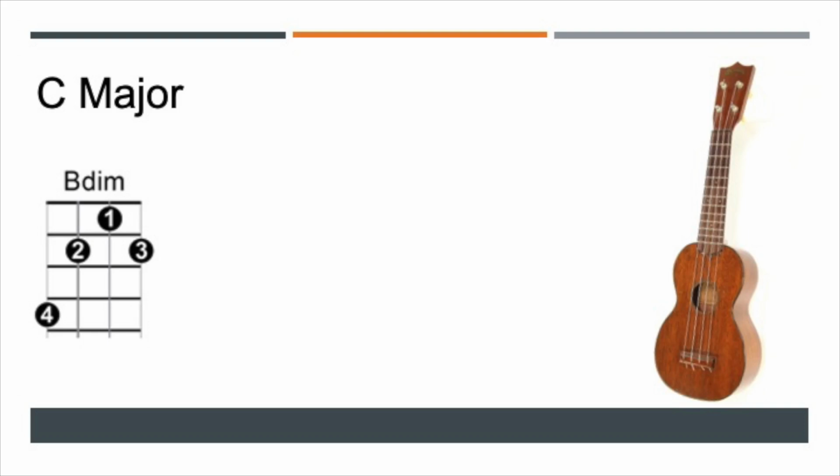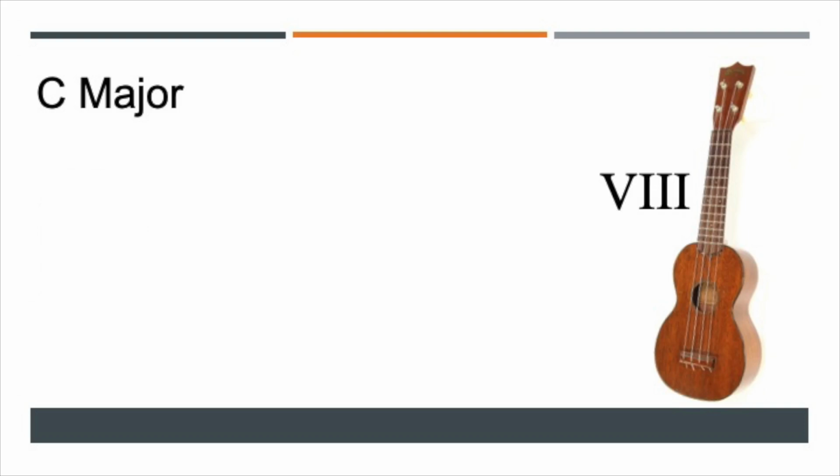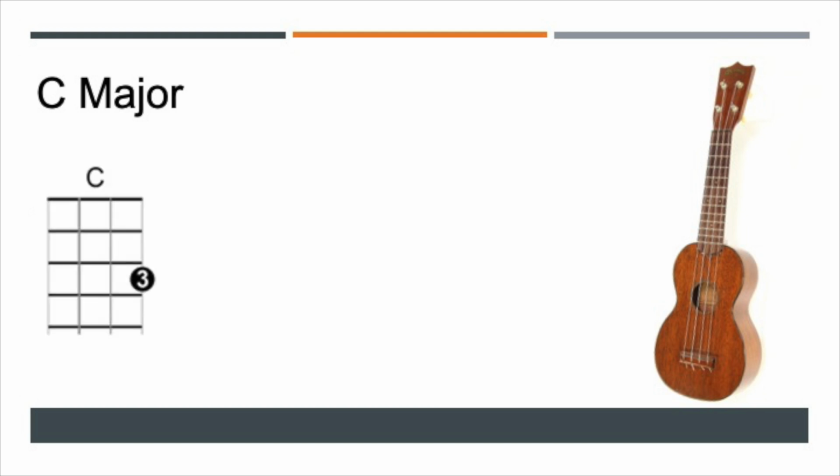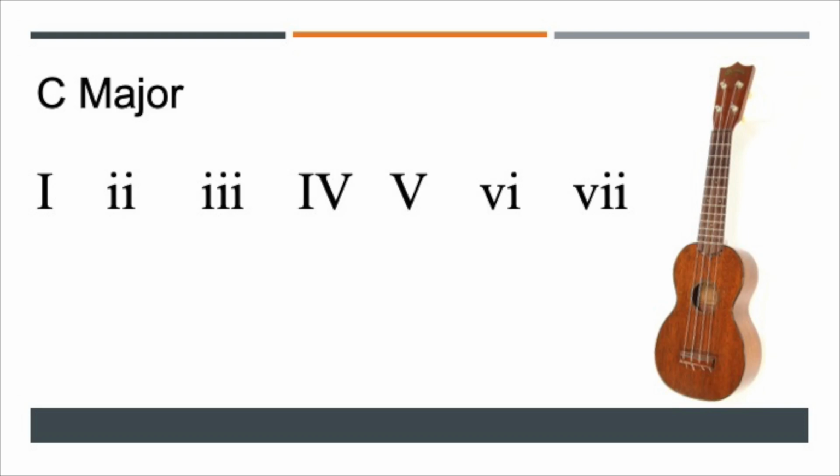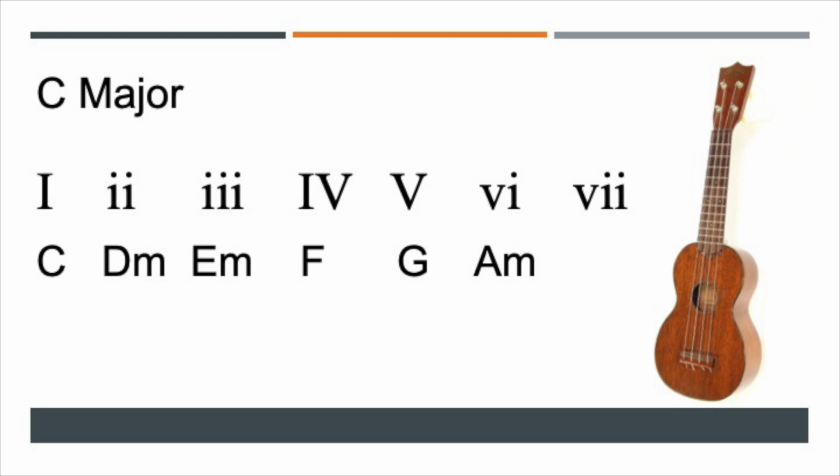Lastly, we have scale degree 8, which is the same note and hence the same chord as for scale degree 1 again, the C major chord. We generally just refer to this as the 1 chord again. So we now have a 3-note chord or triad associated with all 7 degrees of our C major scale. The 1 chord, a C major, the 2 chord, D minor, the 3 chord, an E minor, the 4 chord, an F major, the 5 chord, G major, the 6th chord, A minor, and the 7th chord, B diminished.